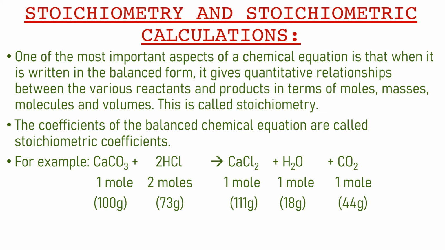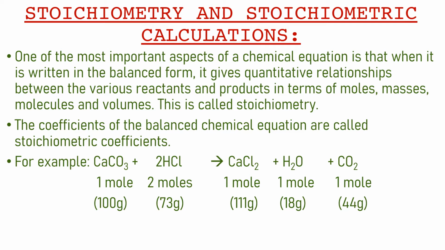As all of you know, students, one of the most important aspects of a chemical reaction is that when it is written in balanced form, it gives quantitative relationships between the various reactants and products in terms of moles, masses, molecules and volumes. This is called stoichiometry. This word originated from Greek, meaning to measure an element. The coefficients of the balanced chemical equation are called stoichiometric coefficients.